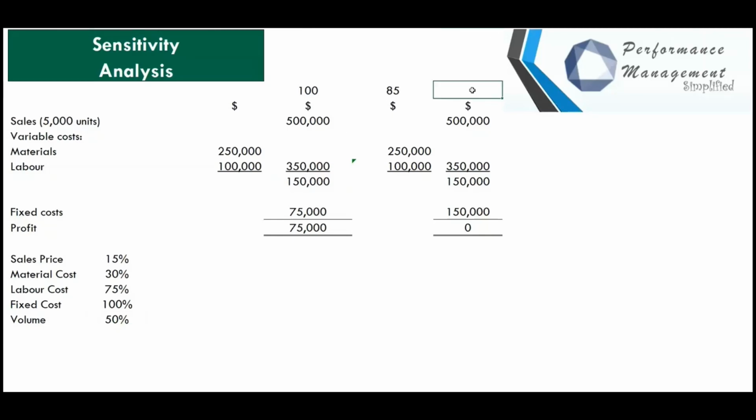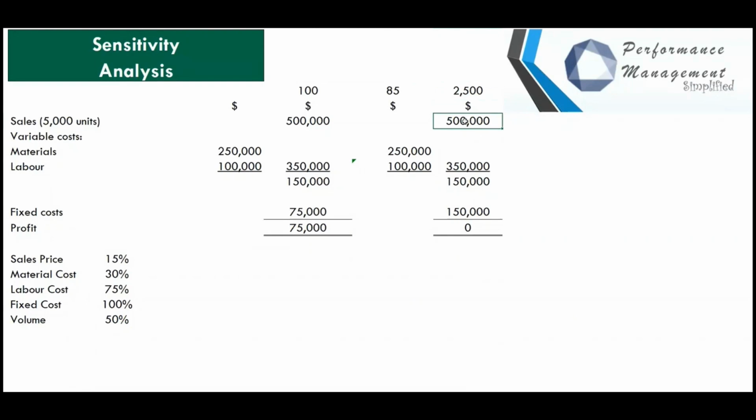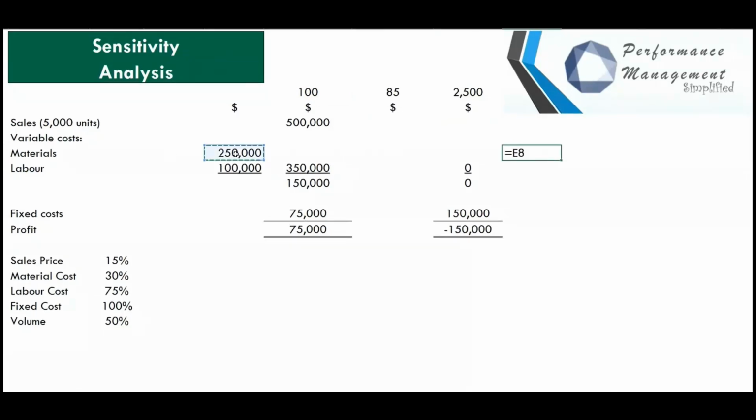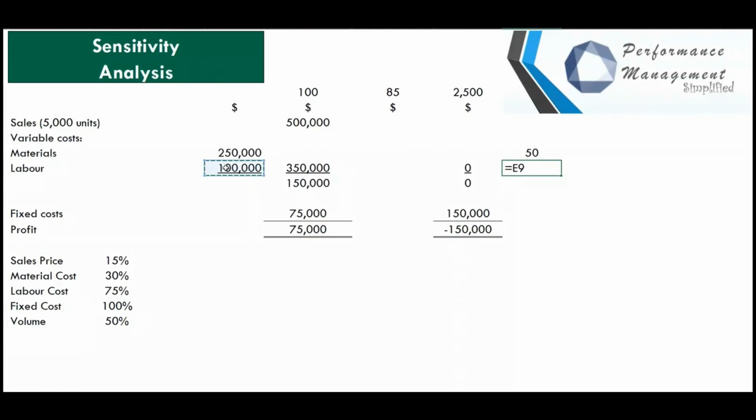Our current volume is 5,000. If we drop it by 50%, that takes us to 2,500. Now we delete this, delete this, delete this. We know our current sales price per unit. We can also get our current material cost per unit. That will be 250,000 divided by the quantity of 5,000, and that's 50. And the same thing for labor as well. That's 100,000 divided by 5,000, and that's 20.